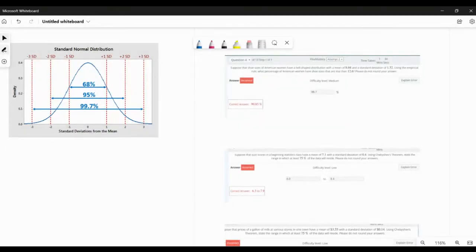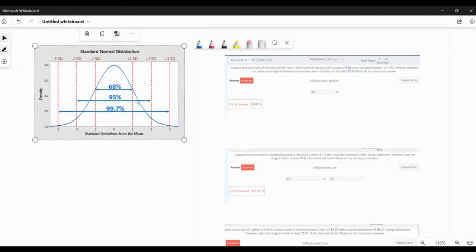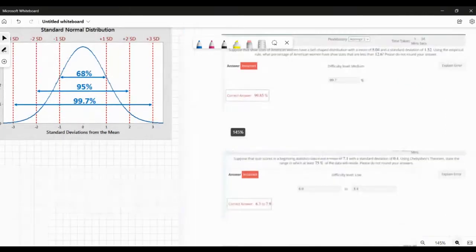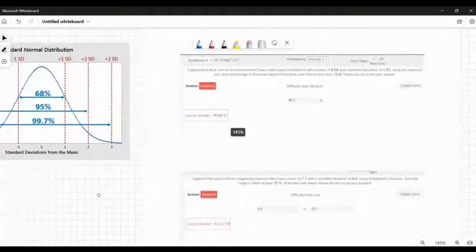All right, so in this video, I'm going to go over the empirical rule and Chebyshev's theorem. I had a few questions about that. So what I've done is I've cut and pasted some examples from Hawk's Learning, and I've got my empirical rule information here, and we're just going to go through a few of these. Okay. All right, so let's start off with this question here.